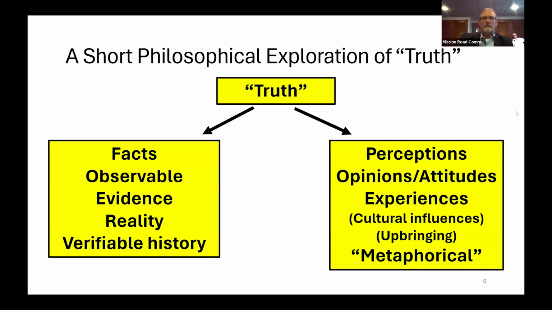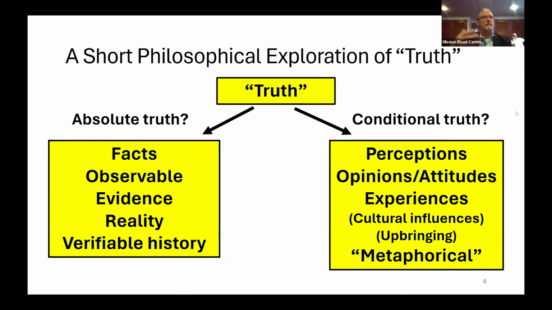So, truth on the left, I put a question mark. Should we call it absolute truth? Things that we can actually demonstrate to be true. And the truths on the right, to me, seem somewhat conditional or circumstantial. They're not the same level of truth, but some people are going to hold them to be true. This is what people hold to be true. I'm not saying everything in one of those boxes is always going to be true.